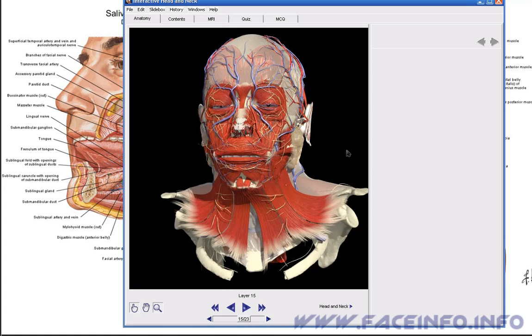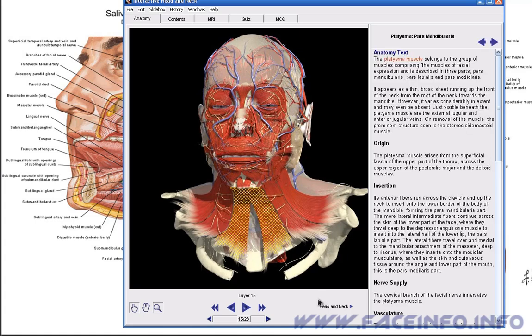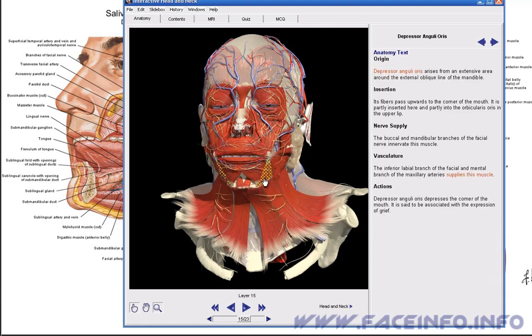The mandibular part is attached to the lower edge of the lower jaw. The labial part continues under the skin of the lower part of the face, where it comes close to the depressor anguli oris and is attached to the skin of the lower lip.